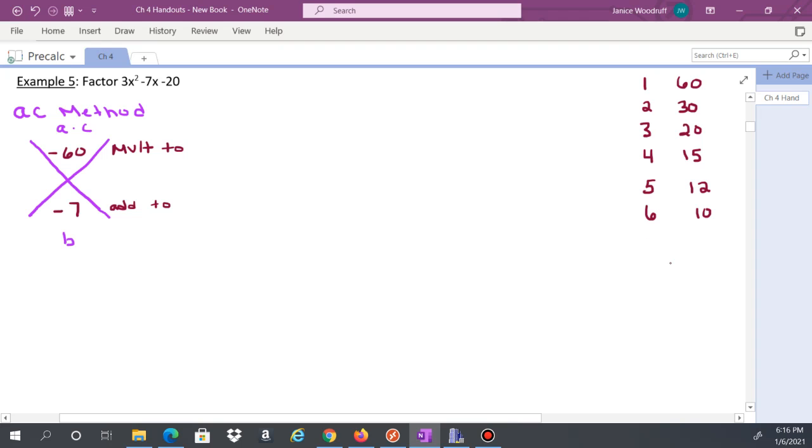7 doesn't go in, 8 doesn't go in. Yeah, that's it. So I'm thinking 5 and 12. Is it 5 minus 12 or 12 minus 5? 5 minus 12, yeah. So I want a positive 5, negative 12. So 5 times negative 12 gives me that negative 60. And then 5 minus 12 gives me that negative 7. Okay, so I'm putting those in the sides. Doesn't matter which side you put which.